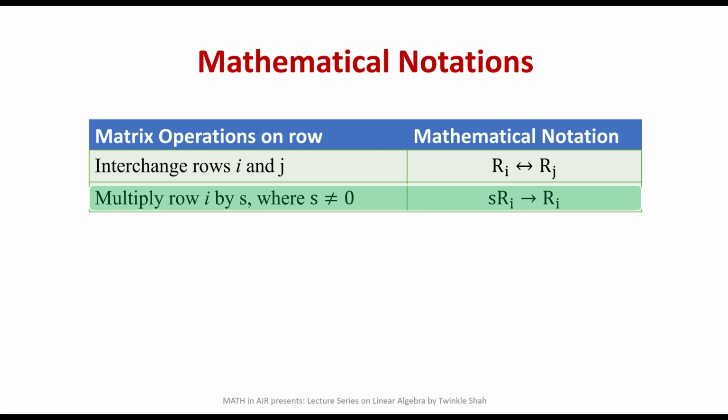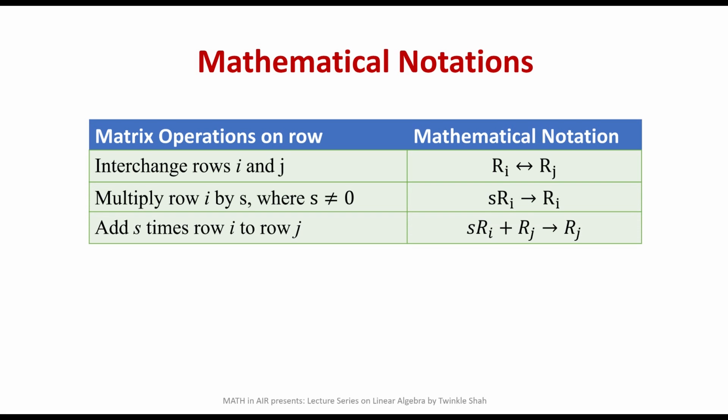Multiply row i by constant s, where s is not equal to 0, and place the result back into row i. To perform that operation, we can use the mathematical notation shown here on the right. To add s times row i to row j and place the result back into row j, you can use the mathematical notation given in this line.